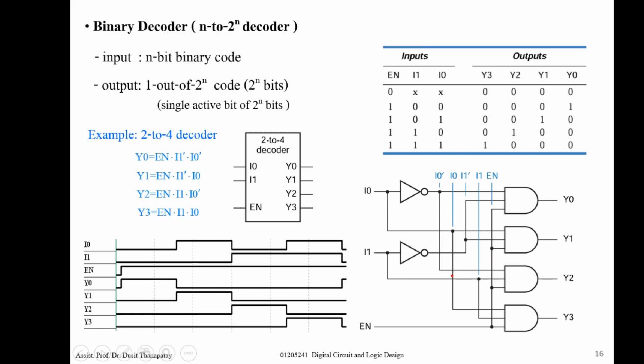For example, if you apply enable is 1, I1, I0 is 0, 0, what happened? So 0, 0, then only Y0 will be active, and Y1, Y2, Y3 are not active. So there will be only one bit, so it's called 1 out of m, something like this.